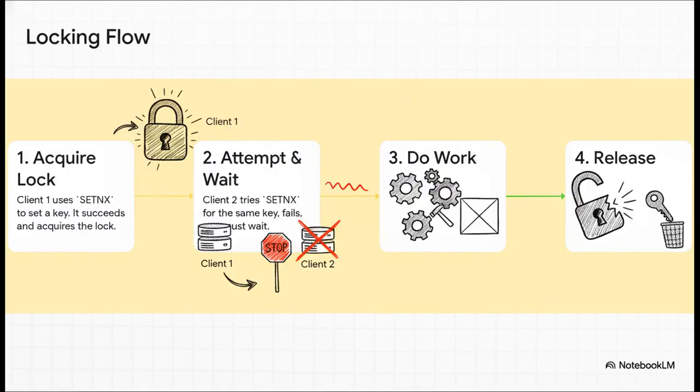And here's how that plays out. So client 1 comes along and runs SETNX. It succeeds, grabs the lock, and gets to work on whatever it needs to do. Now, if client 2 shows up and tries to run SETNX on the same key, it's going to fail because the key already exists. So client 2 has to wait. Once client 1 is all done, it just deletes the key, which releases the lock for the next process in line. Simple, but super effective.